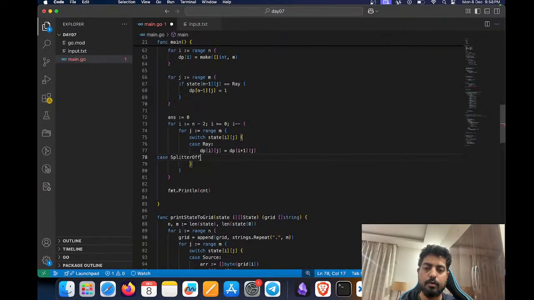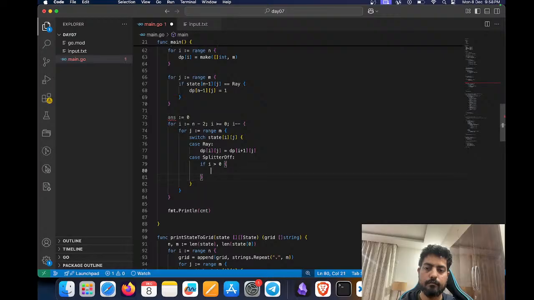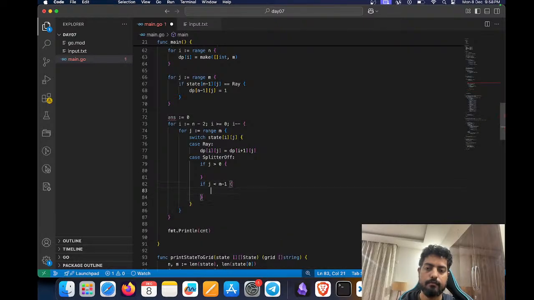If it is a splitter off, and obviously if j is greater than 0 and j is less than m minus 1, then dp[i][j] is, since we are just summing, since we know that the splitter is in the off position, we are summing the left and right side because both of them were rays.